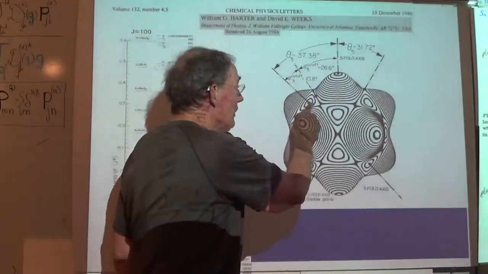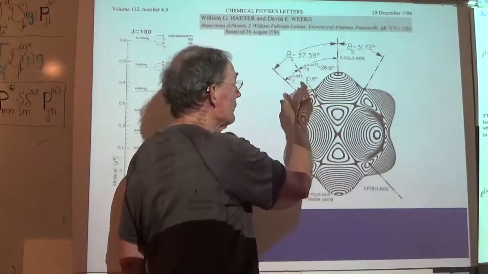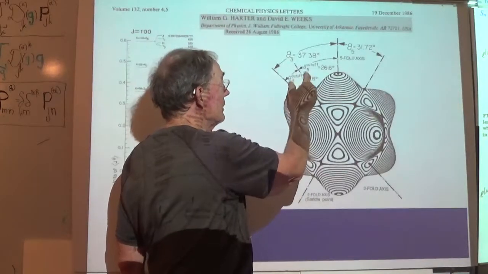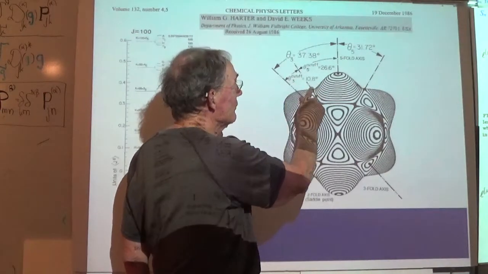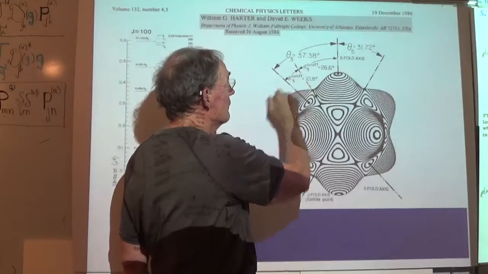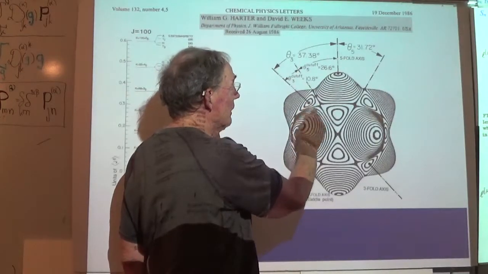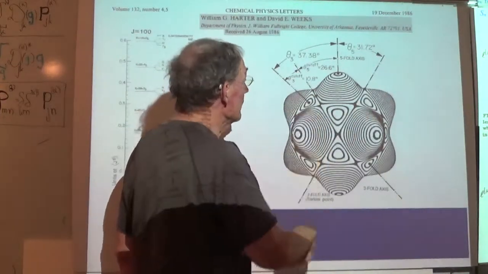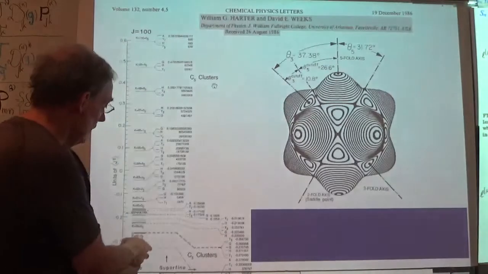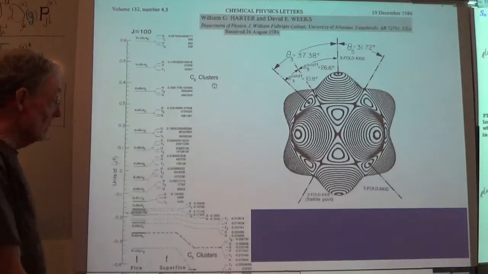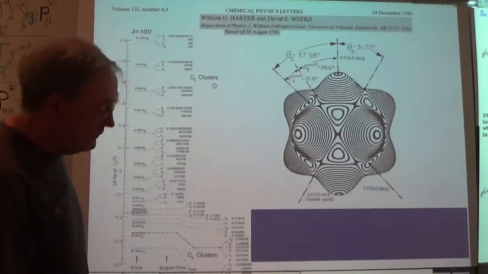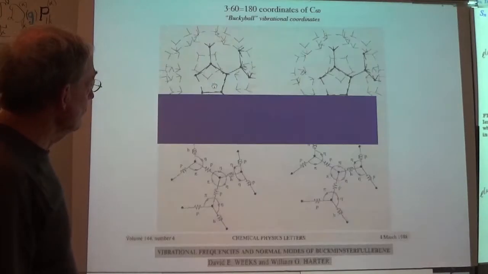Very small number, just like SF6, for this angle right here. This is only 10 degrees, 11 degrees from the separatrix to these valleys. So you only get a very small number of clusters. And this is J equal 100 now, not J equal 88, which is what we were looking at before.